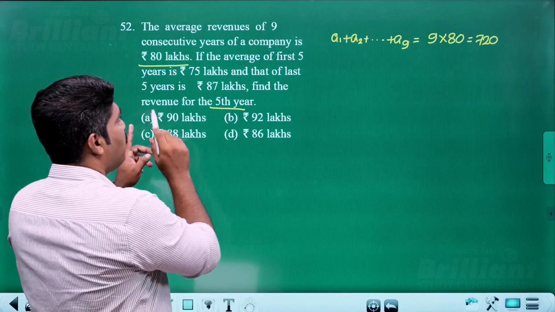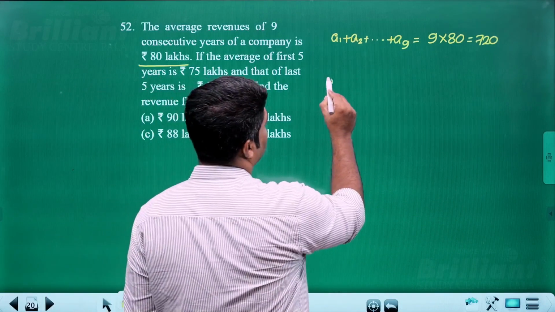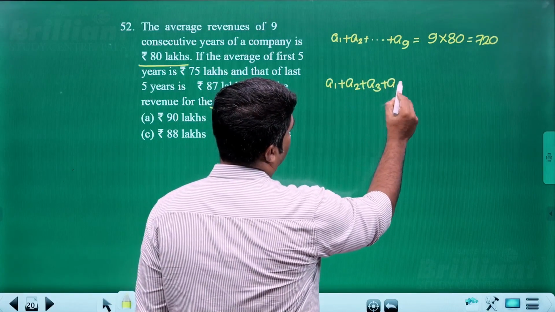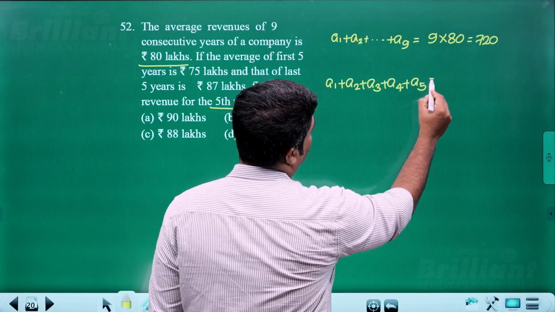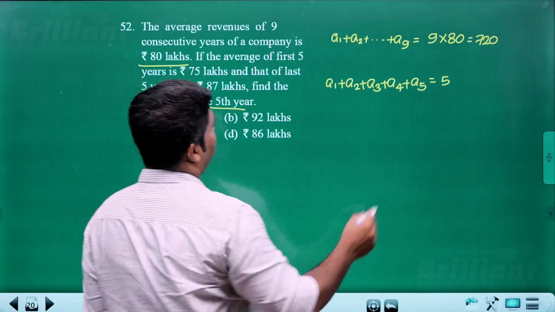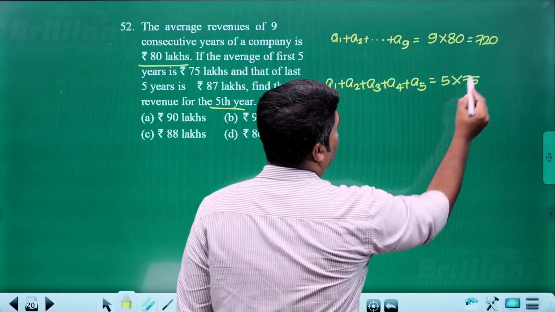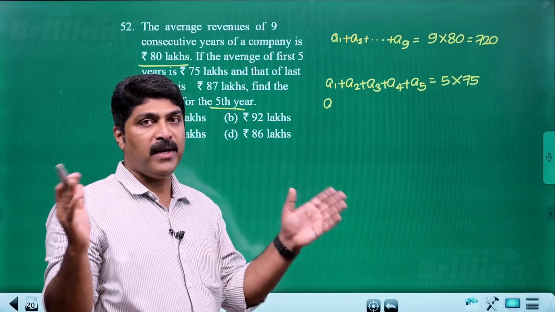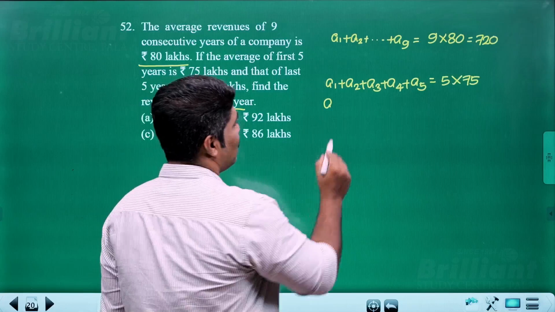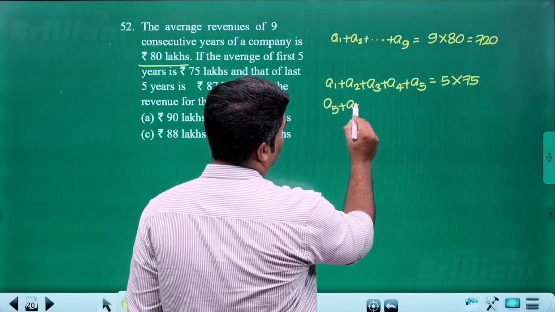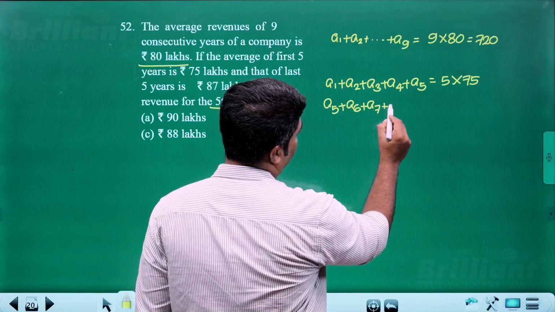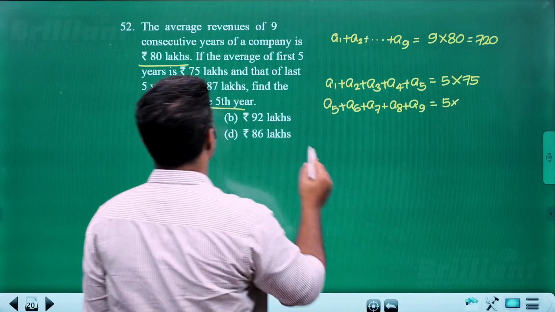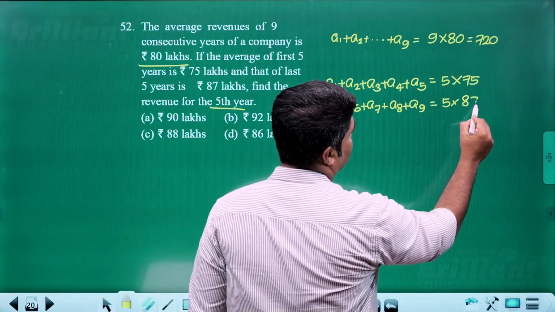Then what is the second data? It is given that the average of the first 5 years, so we can write the first 5 years as A1 plus A2 plus A3 plus A4 plus A5. That is 5 into 75. And that of the second 5 years, don't forget this point here, the second 5 terms start from A5 onwards. So this is A5 plus A6 plus A7 plus A8 plus A9, that is 5 into the second average, that is 87. This is a basic idea.